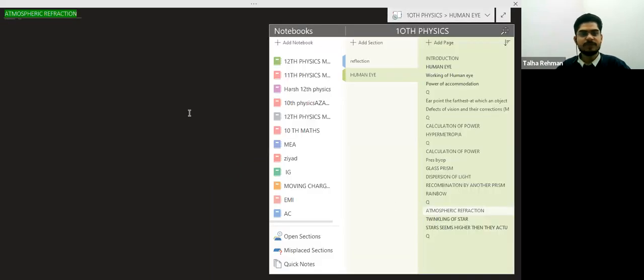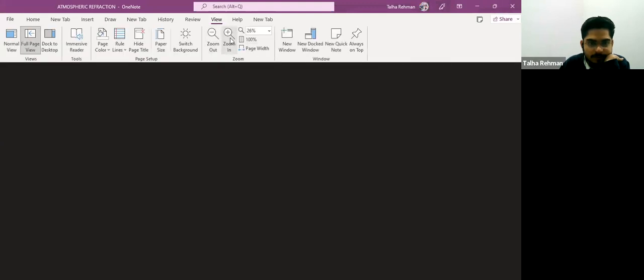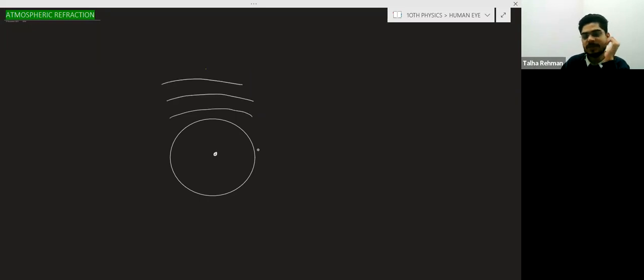Okay, so after that we will have the atmospheric refraction. So now see what is atmospheric refraction and why there is a refraction in the atmosphere. For example, suppose this is the Earth, and this is the surface of the Earth. There is air above the surface of the Earth. Atmosphere is there. So this is the atmosphere.